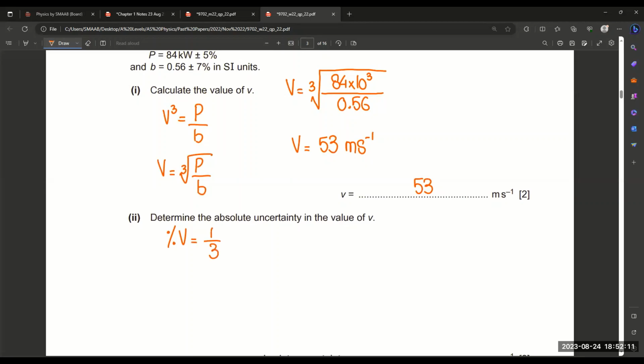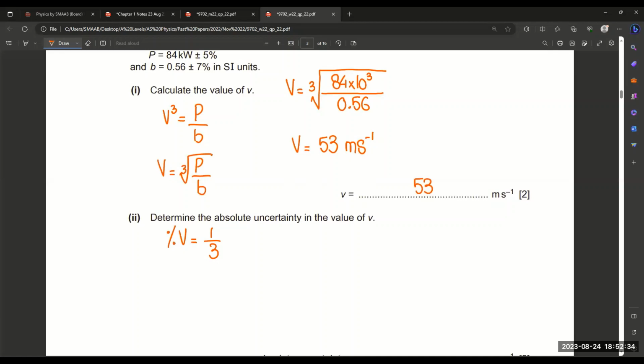right? Because if there is a square, we just multiply two times. If there is a cube root or a square root, we need to divide that value. If there is a square root, we write 1 over 2. If there is a cube root, we write 1 over 3. Okay, clear?